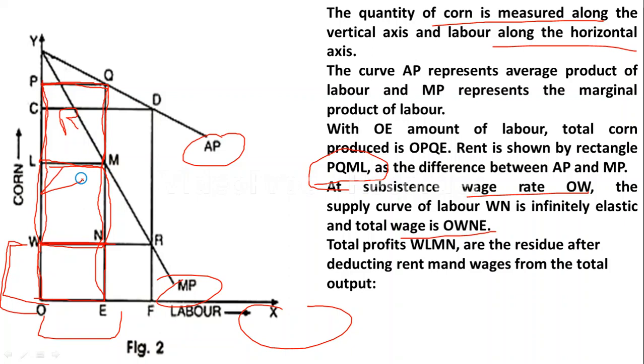So PQML is the rent to the landlords, and WNEO is the wages to the laborers, and this profit LMNW is the profit to the capitalists.